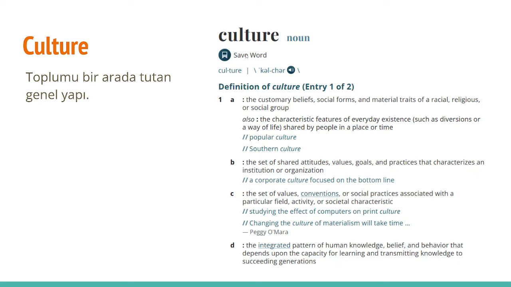So this is from Merriam-Webster's dictionary. It says the customary beliefs, social forms, and material traits of a racial, religious, or social group. Also, the characteristic features of everyday existence shared by people in a place or time. The set of values, conventions, or social practices associated with a particular field, activity, or social characteristic. This is more a kind of corporate culture, but this is important. You can think of this about communities as well. This is about being cultured.